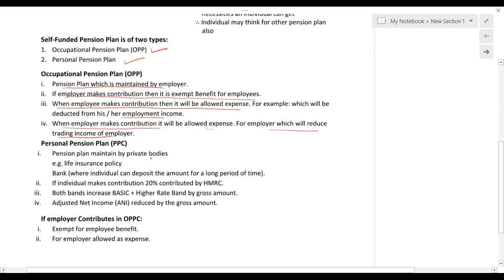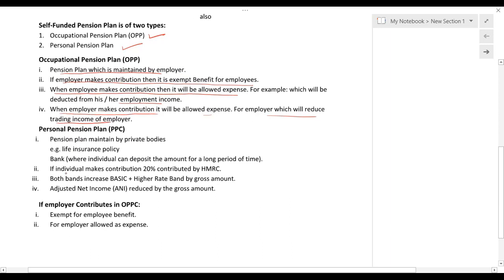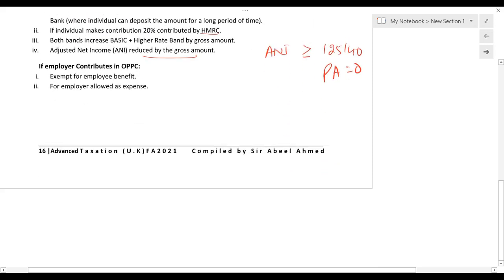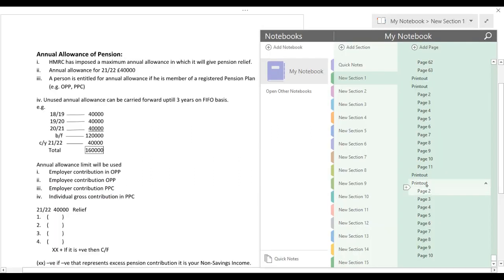PPC is a pension plan maintained by private bodies, for example, insurance companies, could be a bank. If an individual makes contribution, 20% is contributed by HMRC, basic and higher rate band will increase by the gross amount, and adjusted net income reduces, because whoever has adjusted net income more than 1 lakh, we know that personal allowance starts reducing. And anyone who has adjusted net income more than or equal to 1,25,140, that individual gets personal allowance 0. If the employer contributes in OPPC for the employee, it is an exempt benefit.